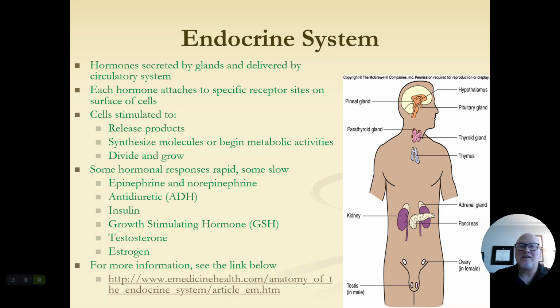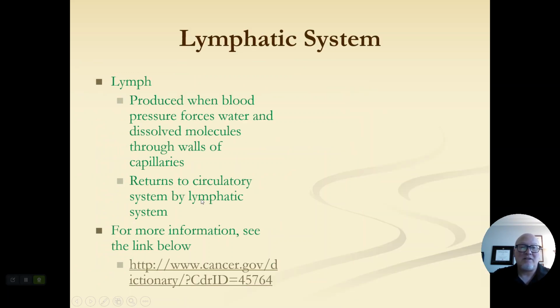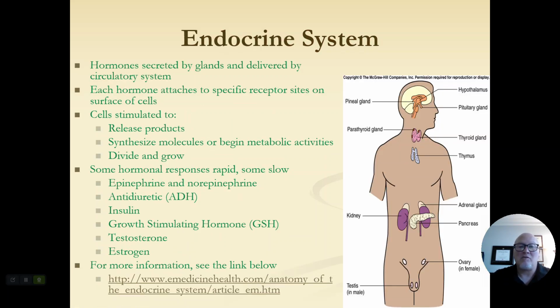So you can see here these hormones secreted by these glands in order to cause products to be released, products to be synthesized, and cells to divide and grow. Some examples would be epinephrine or norepinephrine, which is the same thing as adrenaline. This is produced by the adrenal glands.